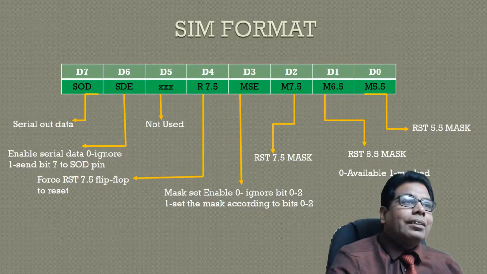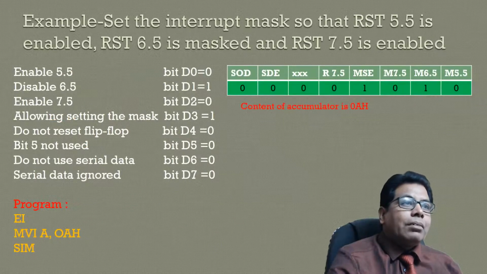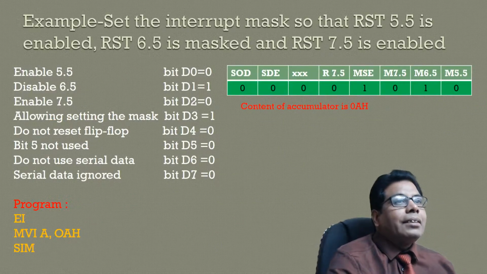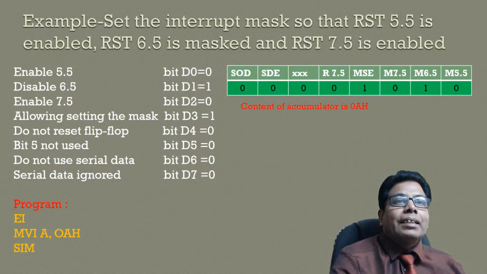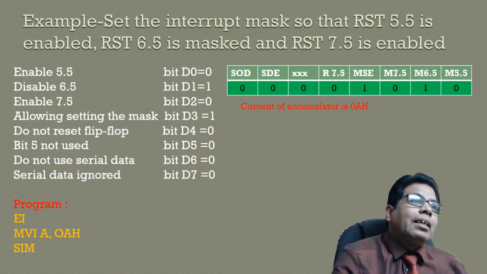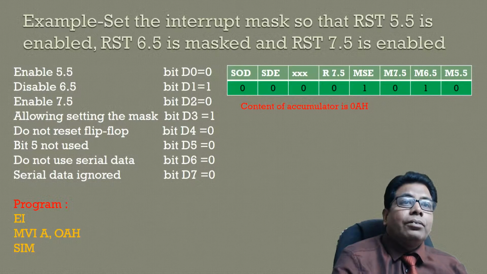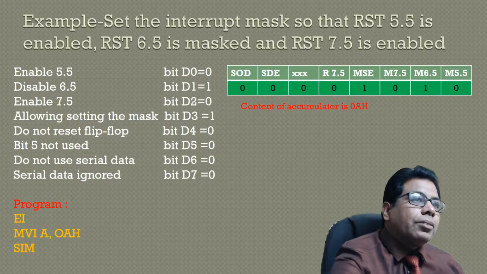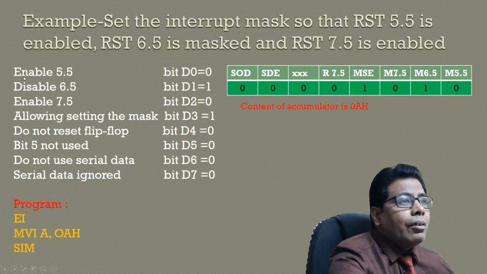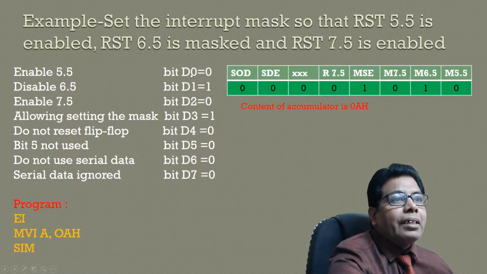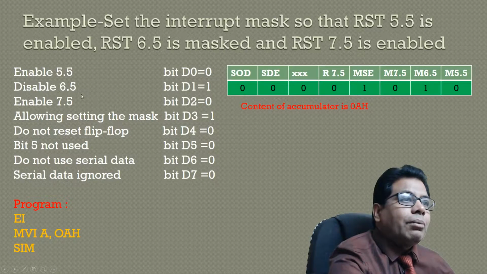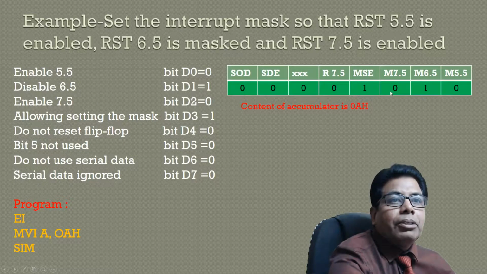Let us understand this with the help of an example. Set the interrupt mask so that RST 5.5 is enabled, RST 6.5 is masked or disabled, and RST 7.5 is enabled. So here first we have to enable 5.5, so bit D0 is 0. We have put it here 0. Then disable 6.5, so bit D1 will be 1. We are putting it here. Then enable 7.5, again this bit will be 0.